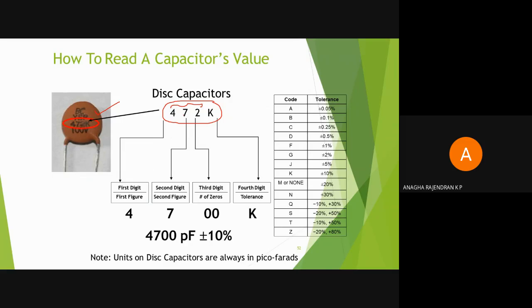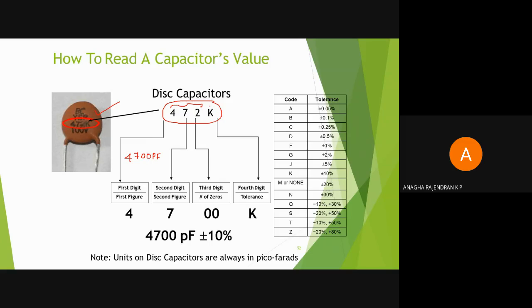Second point, what is this? What the second point is? If there are three digits, then the third digit indicates the zeros to be put after the first two digits. Here it is 472. So first we put the first digit 4 and the second digit 7, and the third digit is the number 2, which indicates the number of zeros to be put after the first and second digits. Here it is 2, so after 47 we have to put two zeros. That much picofarad.